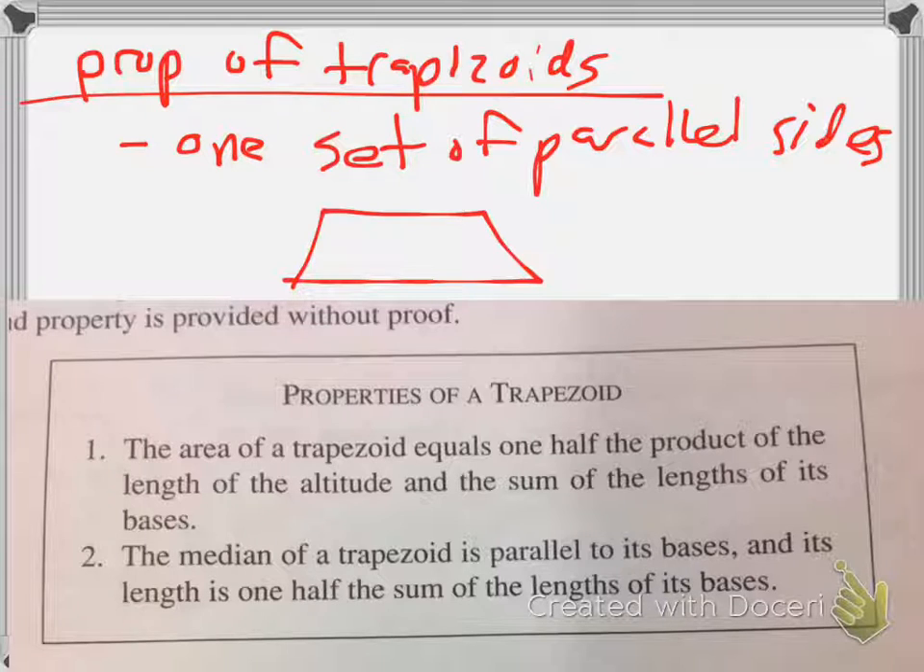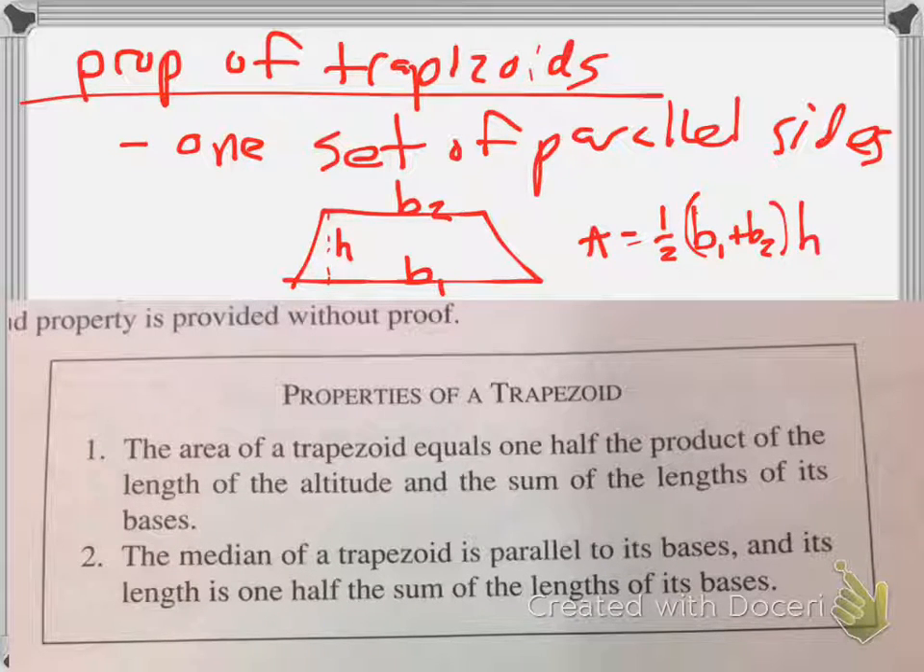Generally we see trapezoids that kind of look like this. And so you have base 1, which we'll call the bottom, base 1 and base 2. There's a height, and that's where we get number 1. The area of a trapezoid is equal to 1/2 the product of the length of its altitude, or its height, and the sum of the lengths of its bases. So area equals 1/2 B1 plus B2 times its height.